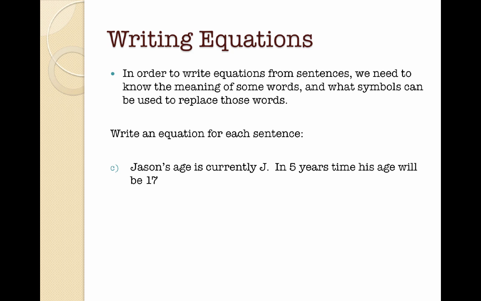Let's say we have Jason and his age is currently J. J stands for a number. In 5 years' time, his age will be 17. So his age is currently J, and in 5 years' time, his age will be 17.